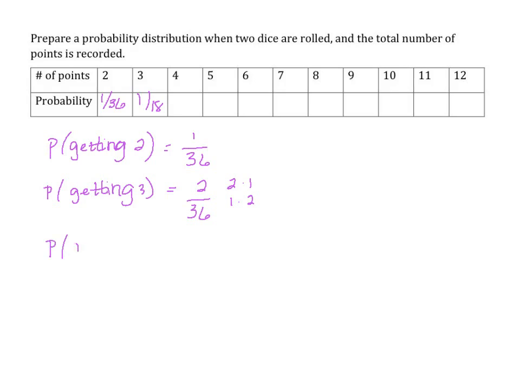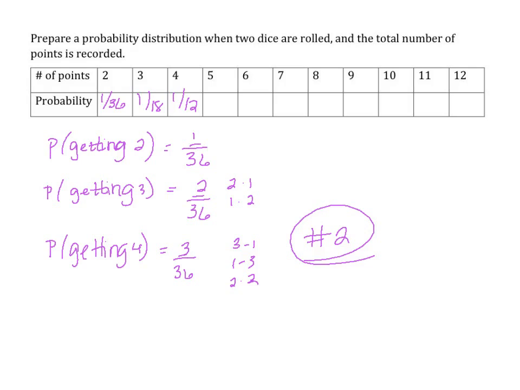What's the probability of getting a 4? Well, we could get 3 and 1, 1 and 3, or 2 and 2. So we have 3 out of 36, which is the same as 1/12. Now notice that our numbers are increasing here. As you know, that's not going to be the case as we continue this chart. But this will get you started on number 2 of your homework. So follow this same pattern to determine the remaining chart for number 2 of your homework.